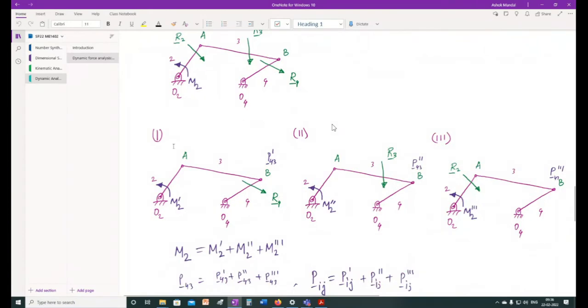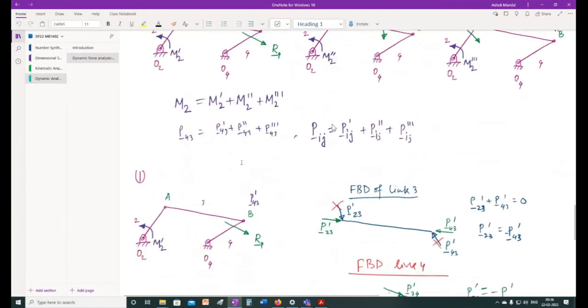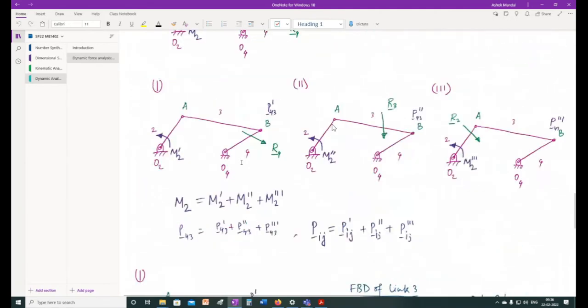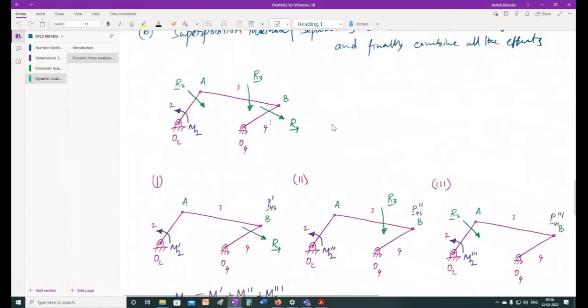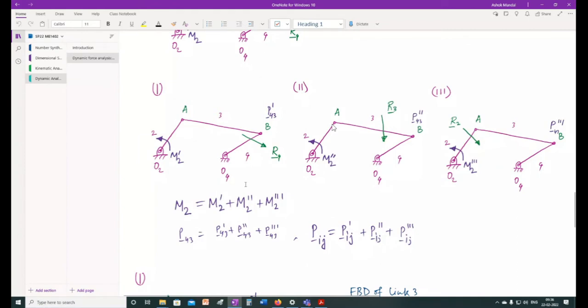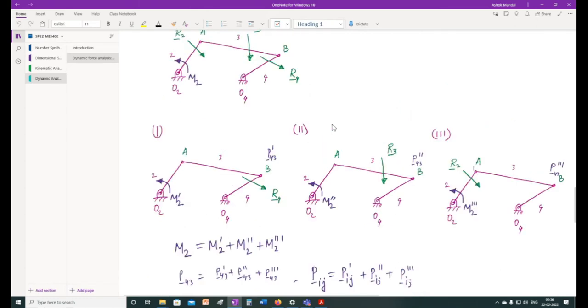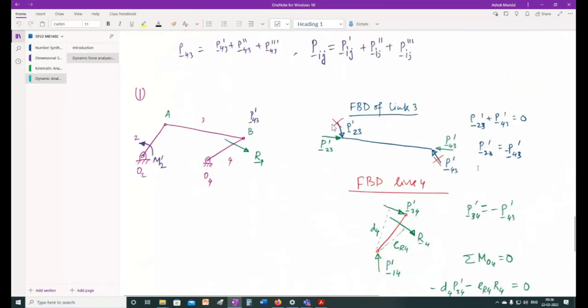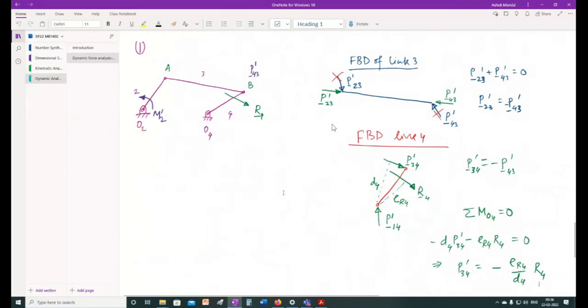So we have started with this step one. We have completed a little bit. In this method, suppose there are three external forces. Separately we consider the effect of these three external forces, or the moment or torque required to overcome these external forces. Separately we find them and then you add them, and that gives you the actual torque required to overcome or run the mechanism, right?